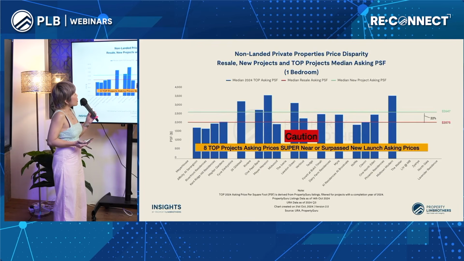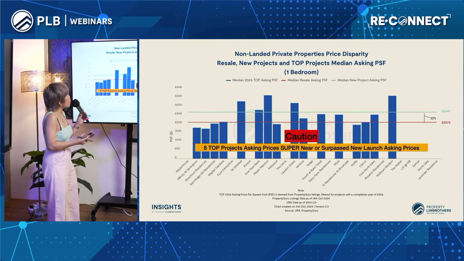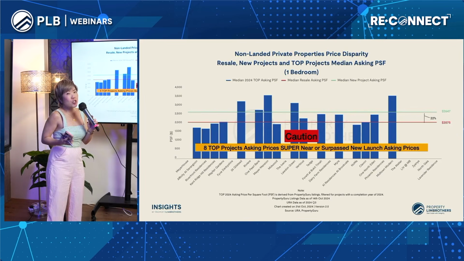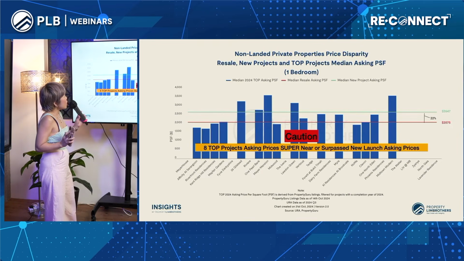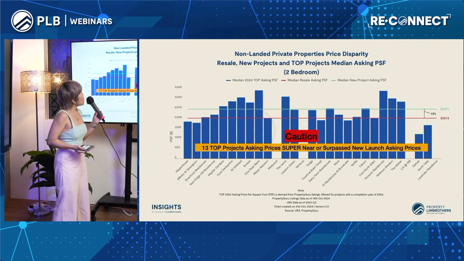But you can probably also consider properties in the resale market, where usually the quantum and the PSF asking is a bit lower. So if you see properties at a good asking, like a big PSF disparity within the new launch, that's something you can consider. Okay, so these are the graphs.